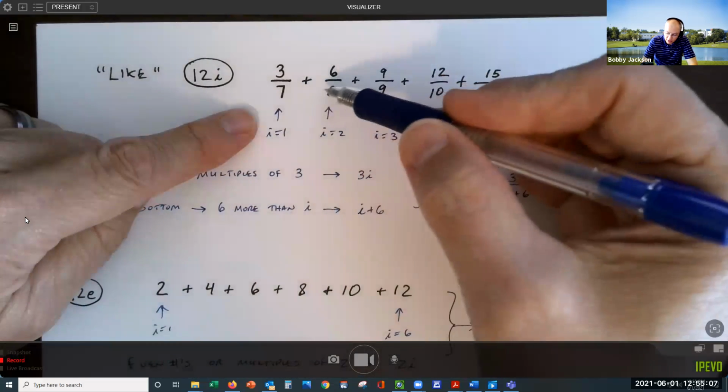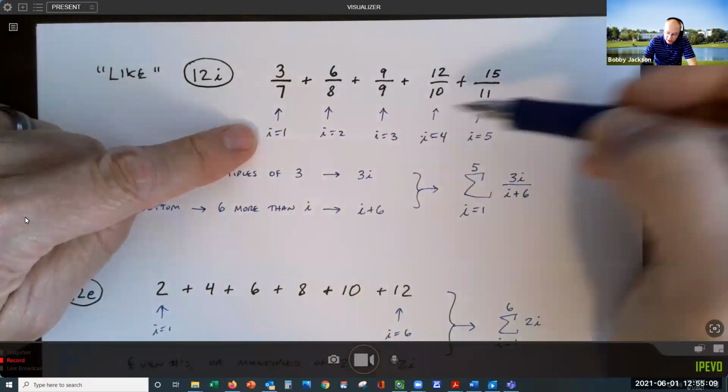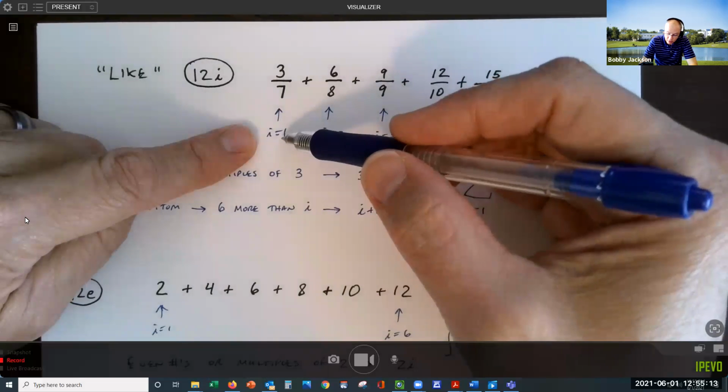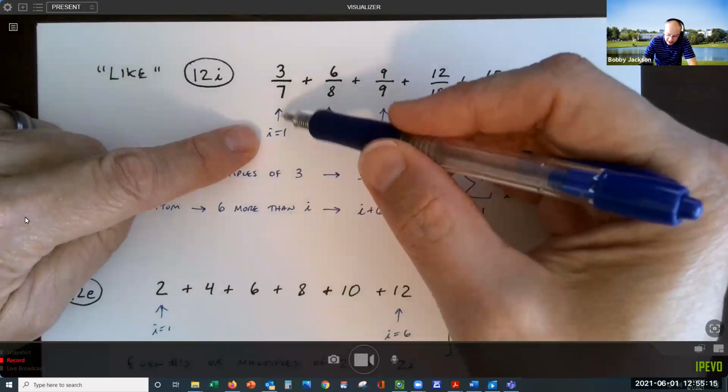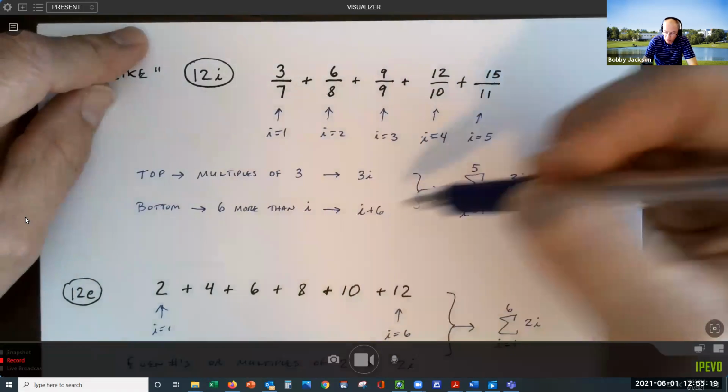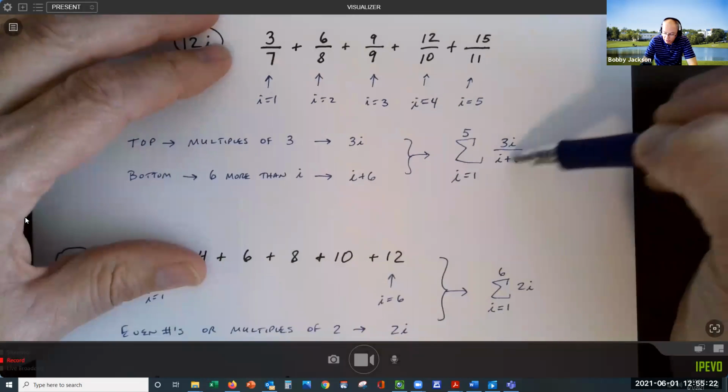So they're increasing by a fixed amount. That means that the index is also increasing by that same fixed amount. So I can simply add 6 to each index to get the denominator. So the bottom is 6 more than i. And so here's my expression.